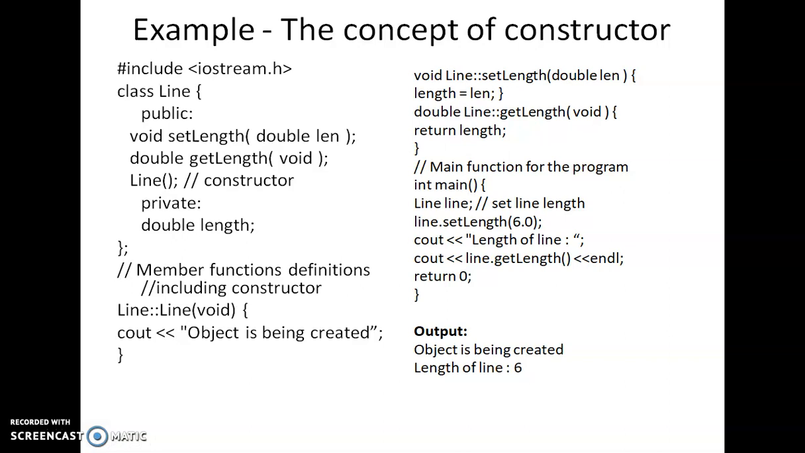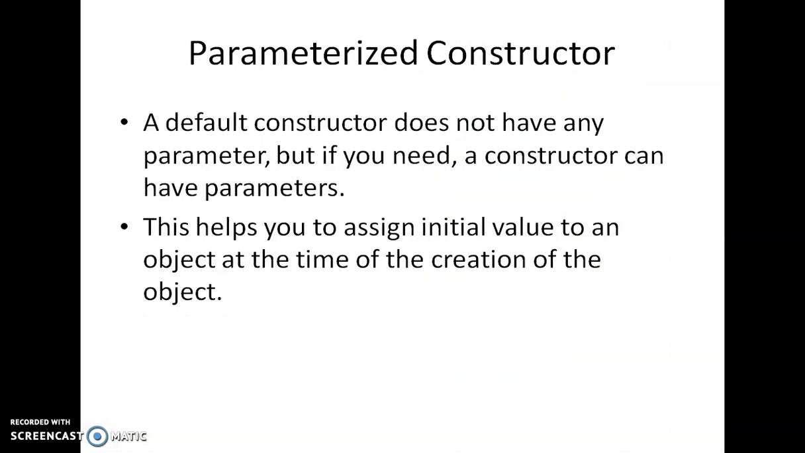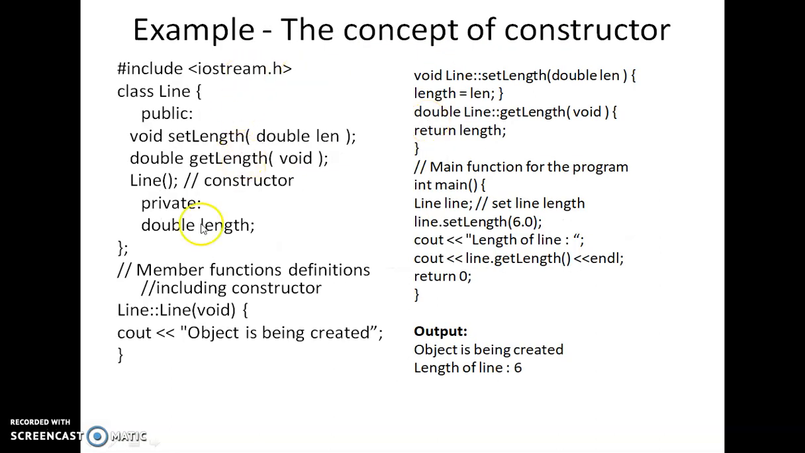So the constructor is mainly used for initializing the members of the class. That's all. Another type of constructor is called a parameterized constructor. Actually, in the program we defined, the method does not have any parameter, so this method is called a default constructor.